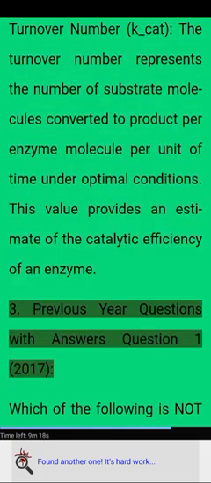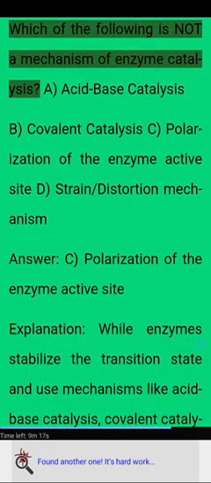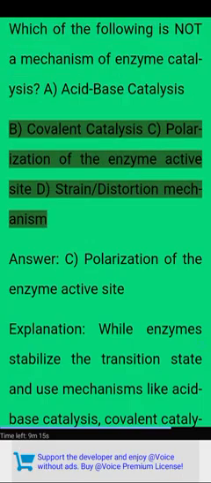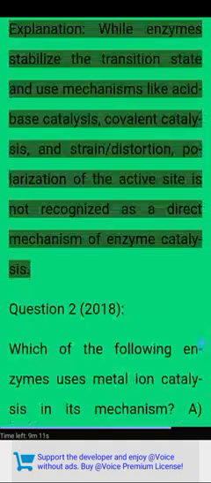3. Previous year questions with answers. Question 1, 2017. Which of the following is not a mechanism of enzyme catalysis? A. Acid-base catalysis. B. Covalent catalysis. C. Polarization of the enzyme active site. D. Strain distortion mechanism. Answer: C. Polarization of the enzyme active site. Explanation: while enzymes stabilize the transition state and use mechanisms like acid-base catalysis, covalent catalysis, and strain distortion, polarization of the active site is not recognized as a direct mechanism of enzyme catalysis.